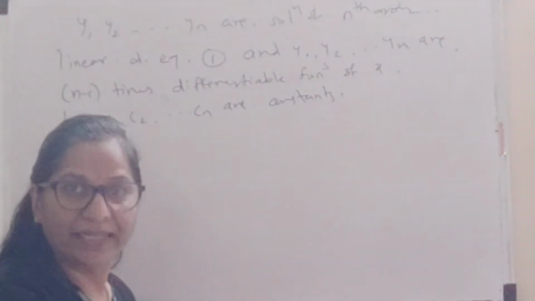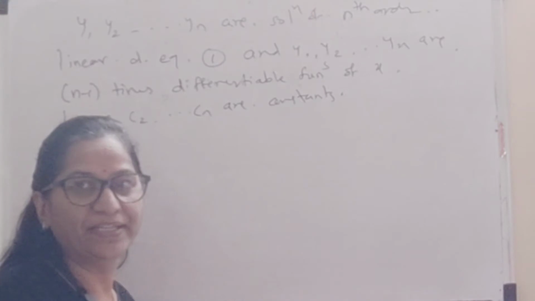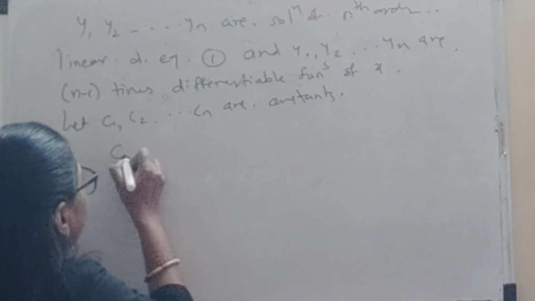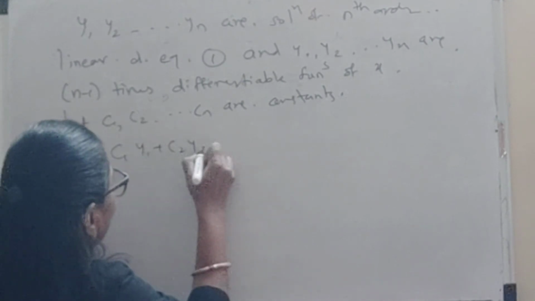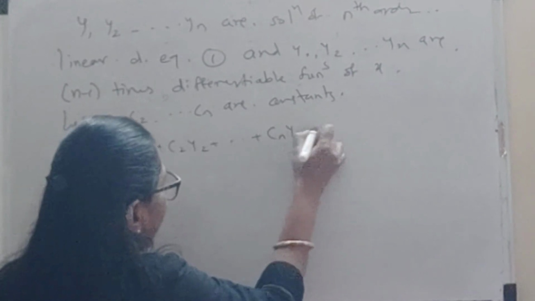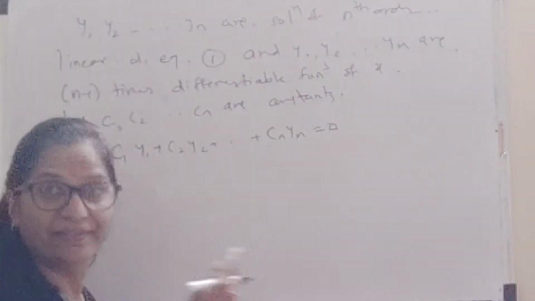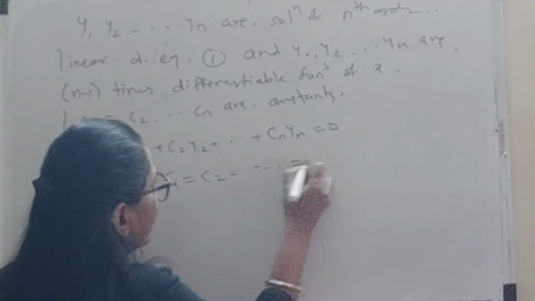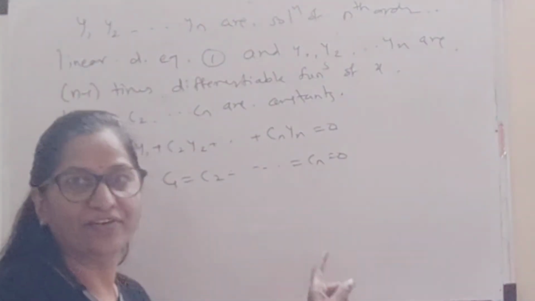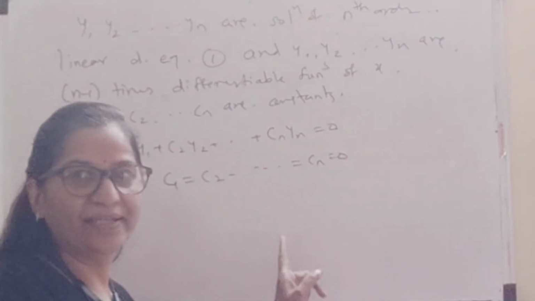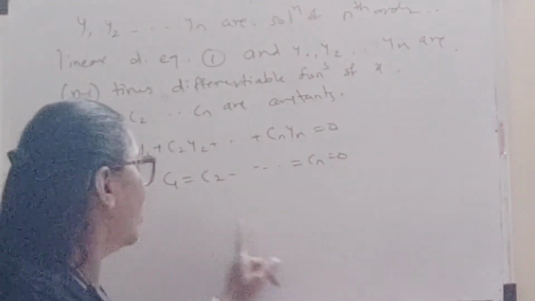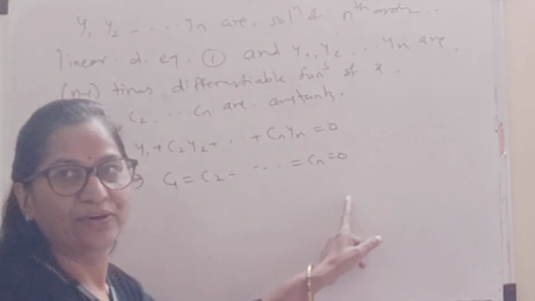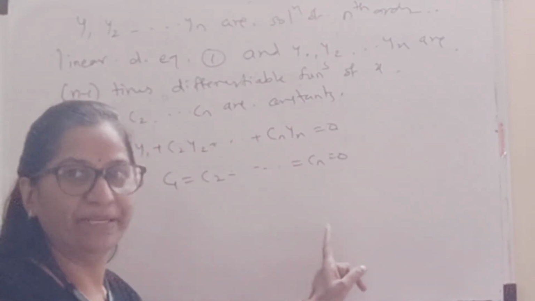First of all we define the Wronskian, and from that we define linear independence. Our basic definition of linear independence is that if C1 y1 plus C2 y2 plus so on plus Cn yn is equal to 0 always implies all the constants are equal to 0, then we say that y1, y2 up to yn are linearly independent solutions. Now if one of the Ci is non-zero, in that case we say that all these solutions are linearly dependent.